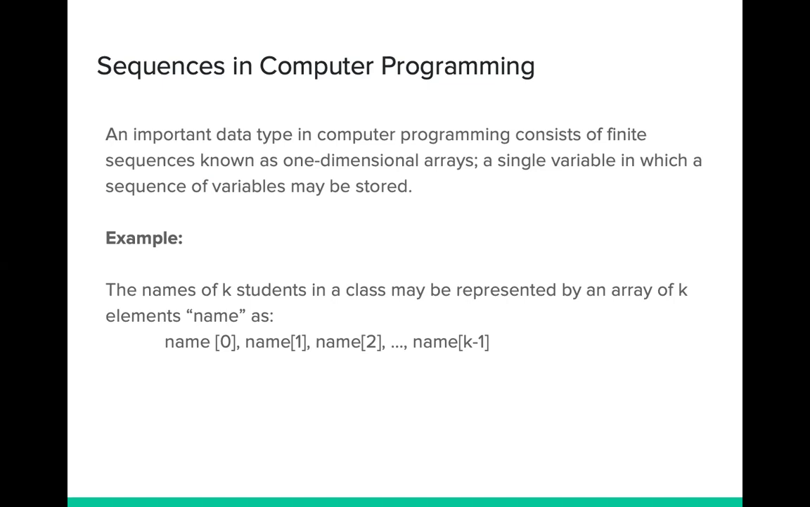An important data type in computer programming consists of finite sequences known as one-dimensional arrays. So a single variable in which a sequence of variables may be stored. An example may be the names of the k students that may be represented by an array of k elements named as name of 0, name of 1, name of 2, up to name of k minus 1.